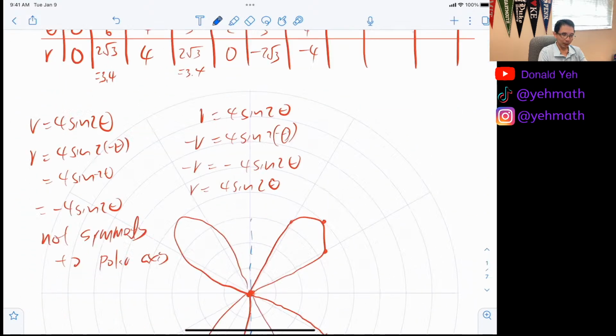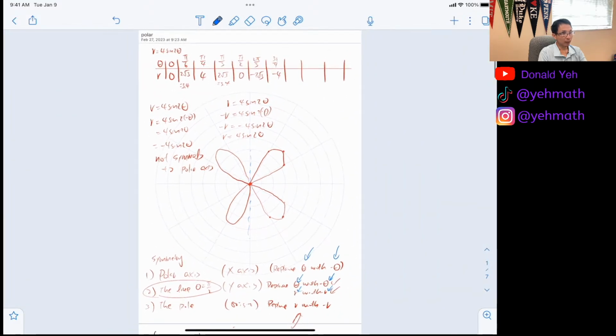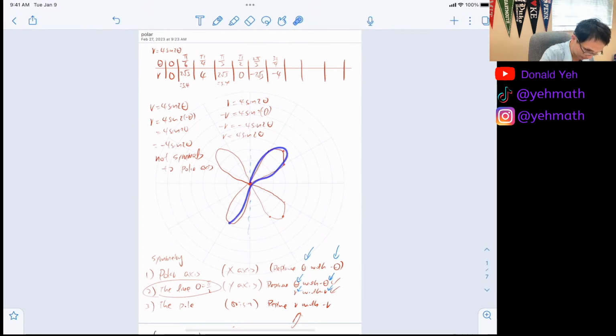What would symmetry to the pole do for you though? Literally that graph's going to look like this. I'm going to tell you what it looks like. It looks like this. That's it, because of symmetry to the pole. So this side is going to copy to this side. That's exactly what the graph looks like if I do it to the other side.